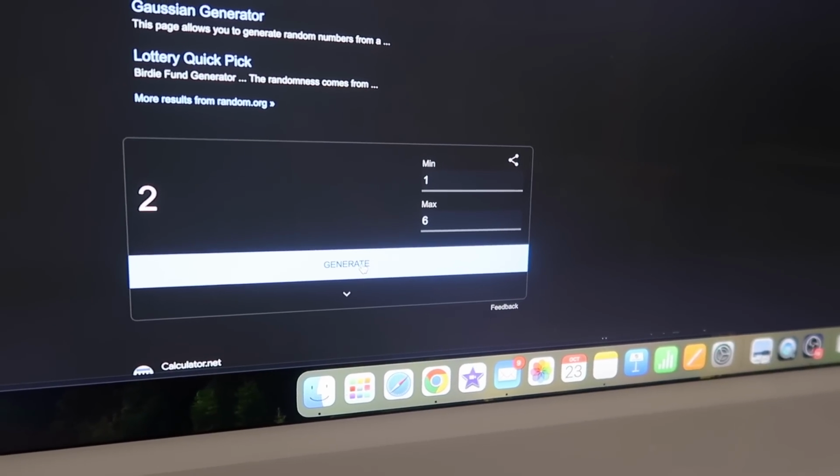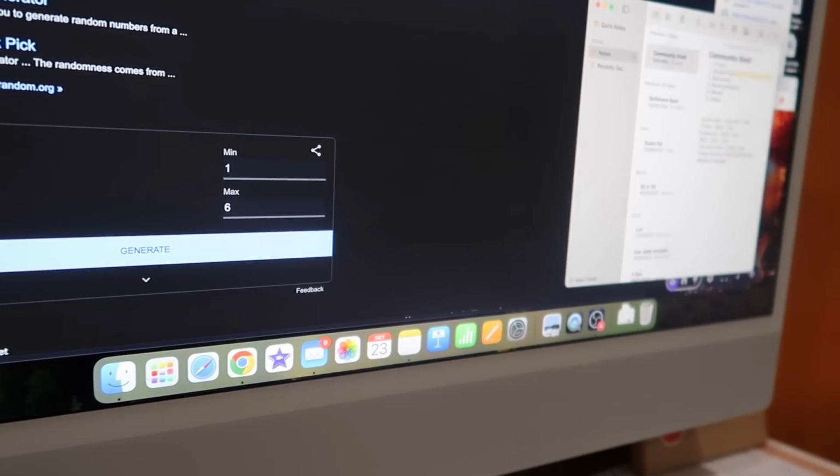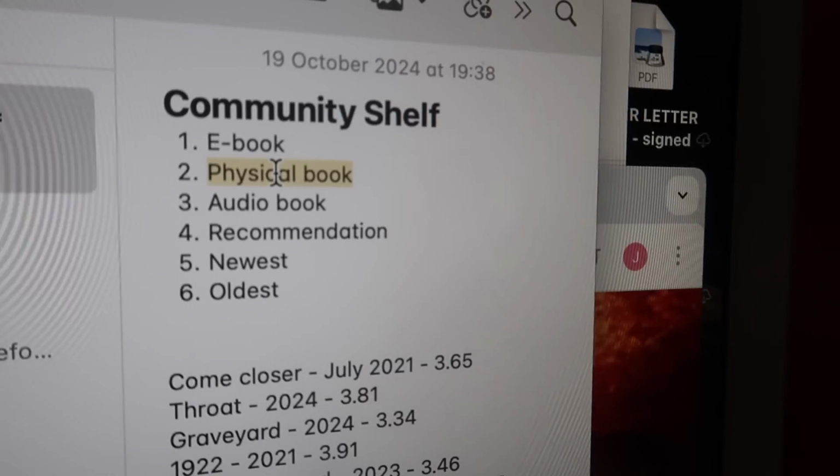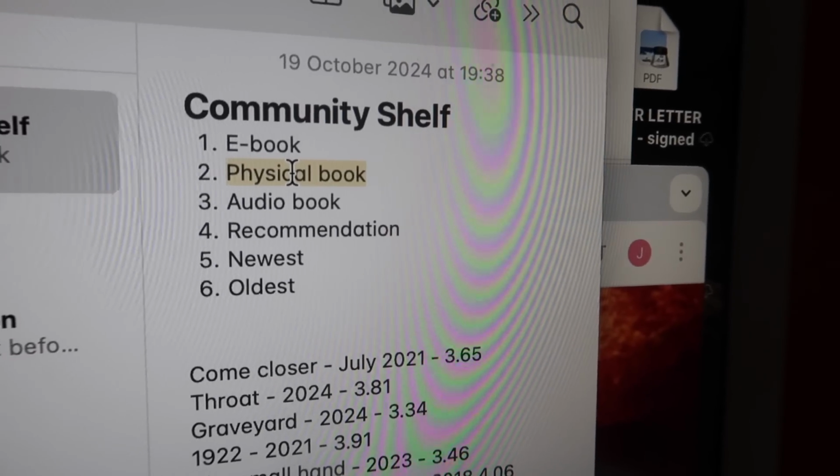Quick, 2. 2 is a physical book. Just to prove it, physical book is number 2. So let's have a look at what physical books I've got. Okay, so for a physical book, my options are actually pretty slim. They would be My Throat, An Open Grave, and I've just read this one, which I now think wouldn't count. And in terms of physical tiny horror, that would be it, which would only leave me with My Throat, An Open Grave.